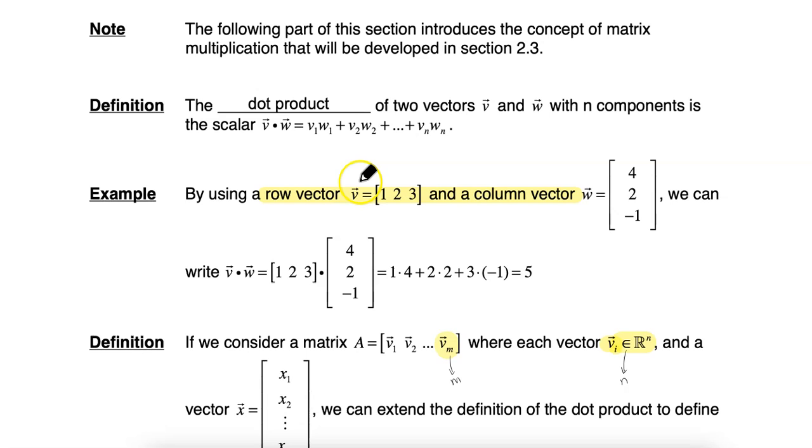So the vector v dot vector w can be written like this, and so entry by entry it's 1 times 4 plus 2 times 2 plus 3 times -1. And the result is 5. You will notice here that this looks already like matrix multiplication. You go along a row and you multiply along a column, so that is where it's going to end.